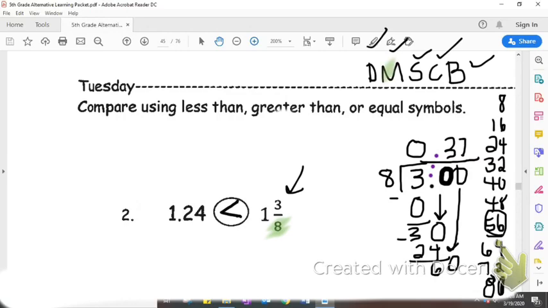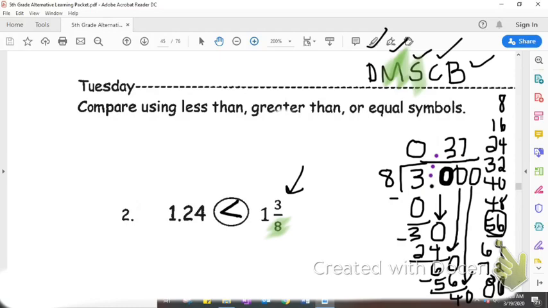Now I'm at multiply. 7 times 8 is 56. Now I'm at subtract. 60 minus 56 is 4. Check, 4 is less than my divisor, so I can bring down 3 and 0 thousandths, which is still 3.